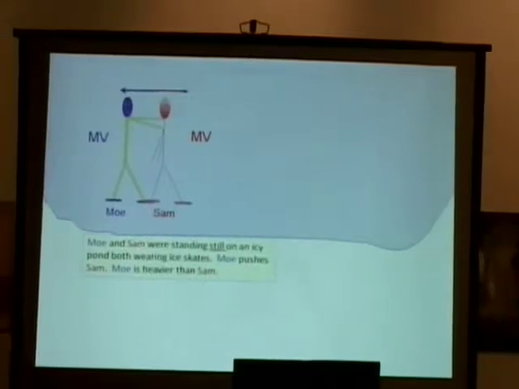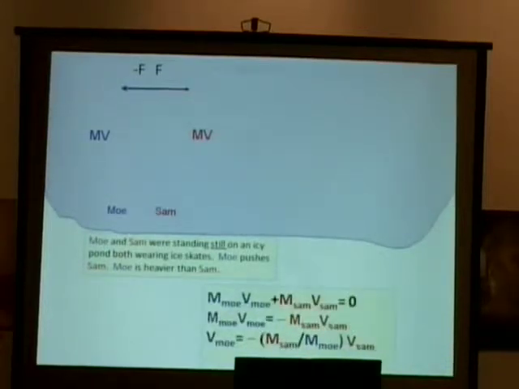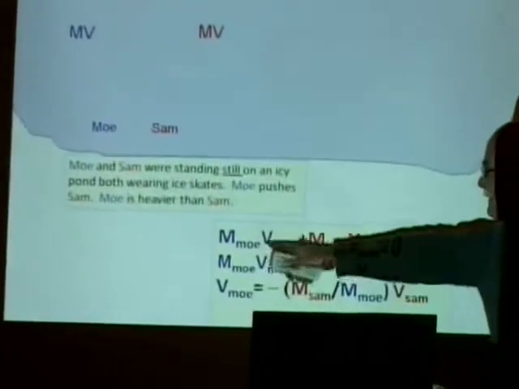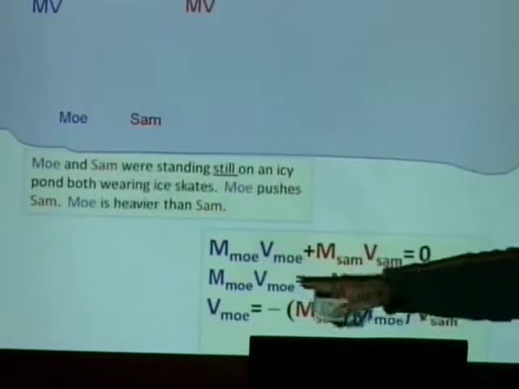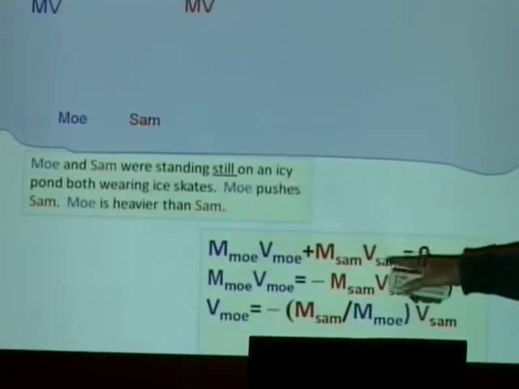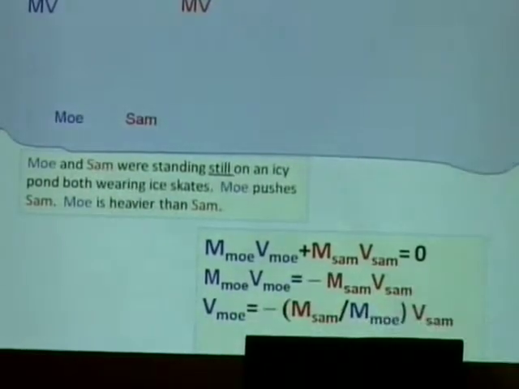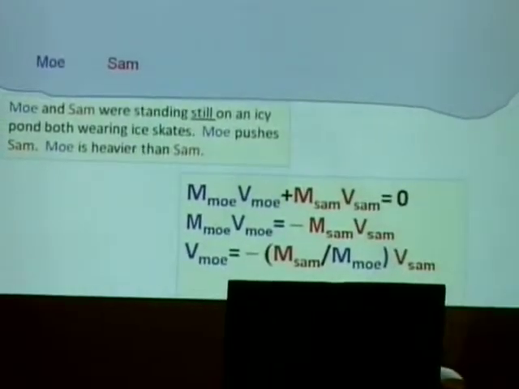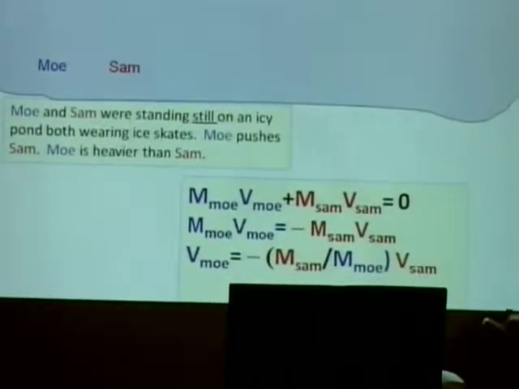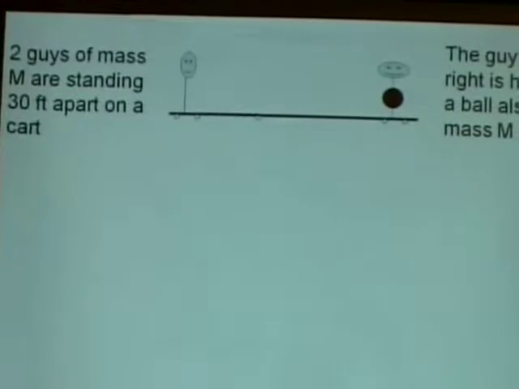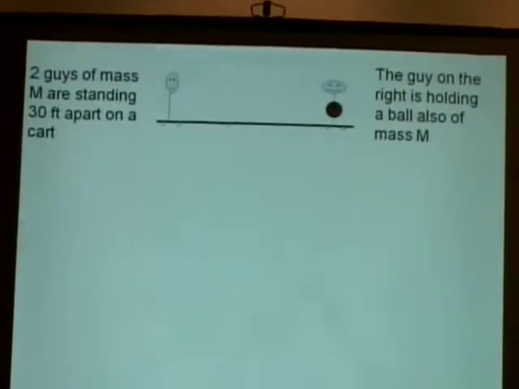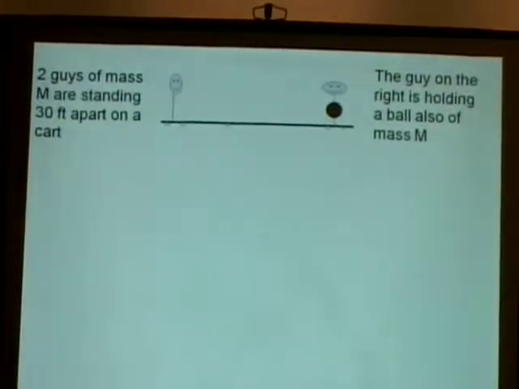So here we are again with Mo and Sam, just seeing it again. And here are just the equations that we have. The product of Mo's mass times his velocity plus Sam's mass times Sam's velocity has to equal 0. And that just says that Mo's mass times Mo's velocity is the negative of Sam's mass times Sam's velocity. So now we're going to go to the case that's really crucial to understand. This is the physics that allows you to solve the problem.